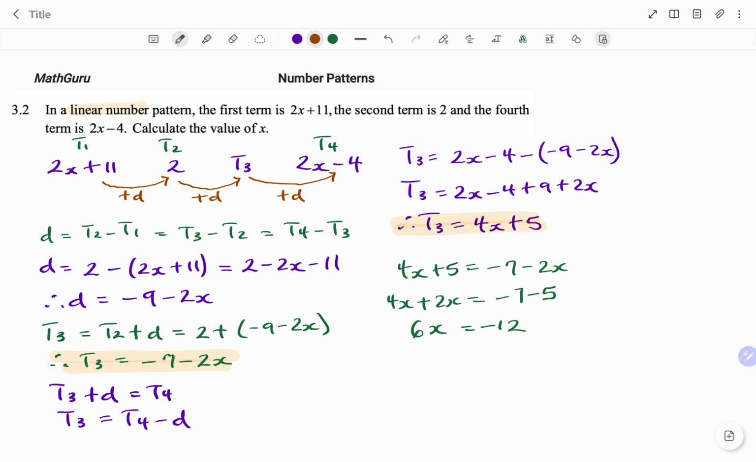Dividing both sides by 6 in order to get the value of x. I have 6 and 6, 1. So therefore, the value of x equals negative 12 divided by 6. That's negative 2 or minus 2.